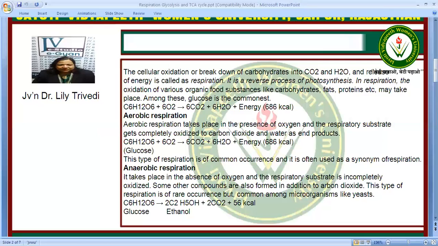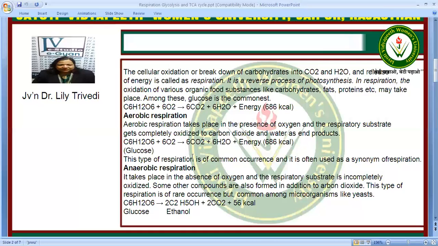Now there are two types of respiration, aerobic and anaerobic. In the aerobic respiration, the oxygen is there. In the presence of oxygen, there is complete utilization into carbon dioxide, water and energy. This is the most common type of respiration.